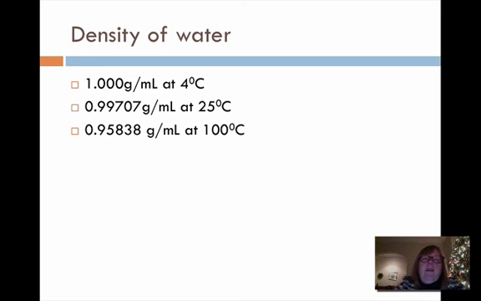All right, so we're going to practice doing some calculations with density, and we're also going to get the density of some metal pieces using water displacement.